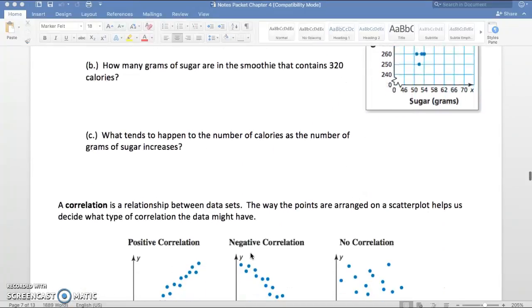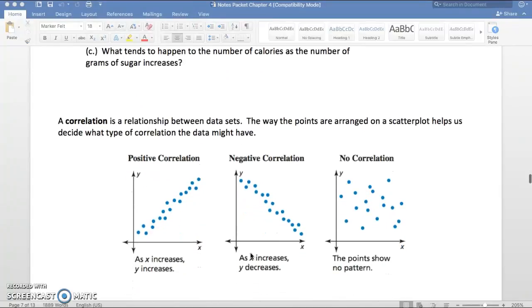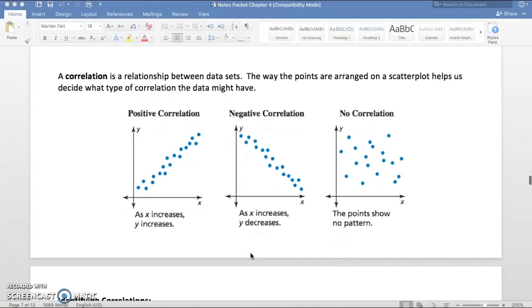That brings us to correlation. Correlation is a relationship between the data sets. This looks similar to slope that we've seen before. The way the points are arranged on the scatter plot helps us decide what type of relationship or correlation the data might have. So here we see as we move up the x-axis, the y-axis is also increasing, which causes our dots to go up in a positive correlation, a positive trend.